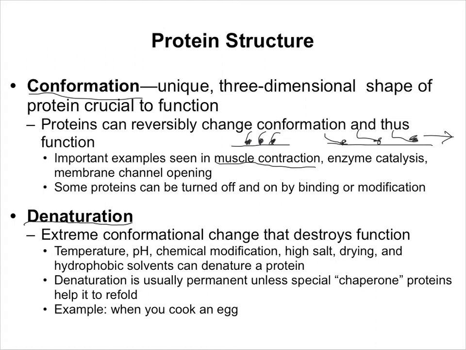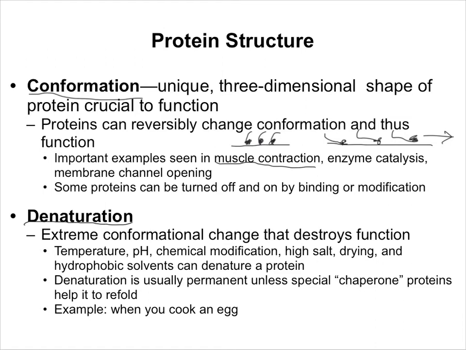Temperature, pH, chemical modification, salt, drying, and hydrophobic solvents are the things that are likely to denature a protein, right? With temperature, if you heat up protein too much, heat is motion on a molecular level. So the more you heat it, the more the protein moves. If it moves too much, it moves out of its normal shape, and then it can't get back into its normal shape.